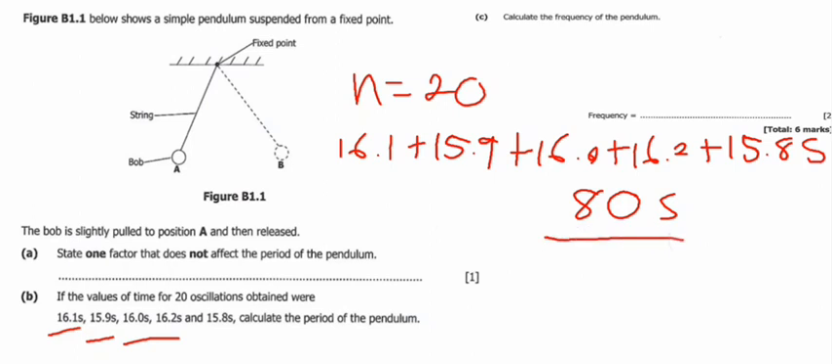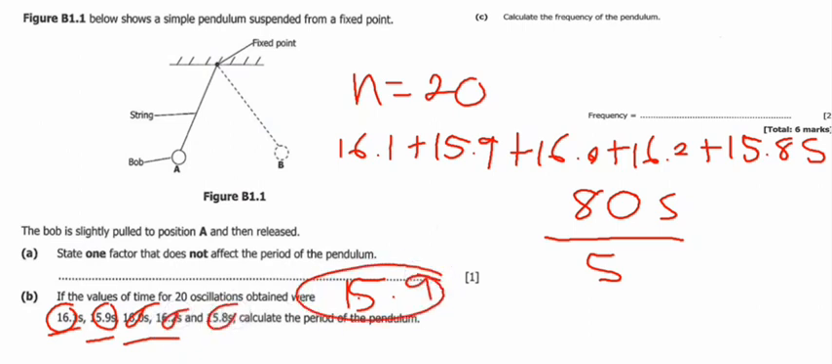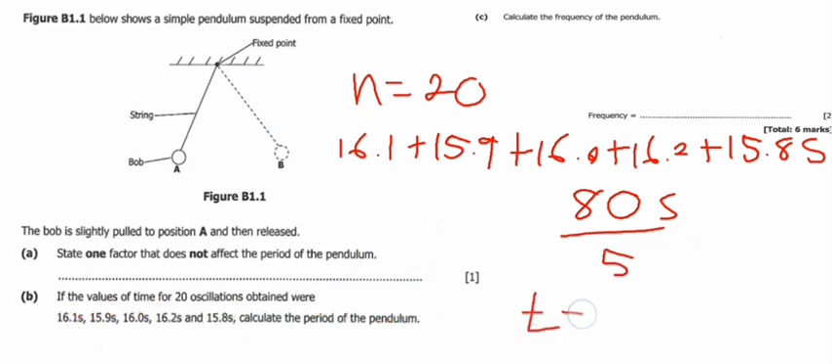So in this case here, we need to divide by what? 5. If you had been given 6 times, then you would need to divide by 6 to find the average time. Now since here we just have 5 times, when I divide here, the time is just going to be 16.0 seconds. So this is the time that we are going to use to calculate the period of the pendulum.